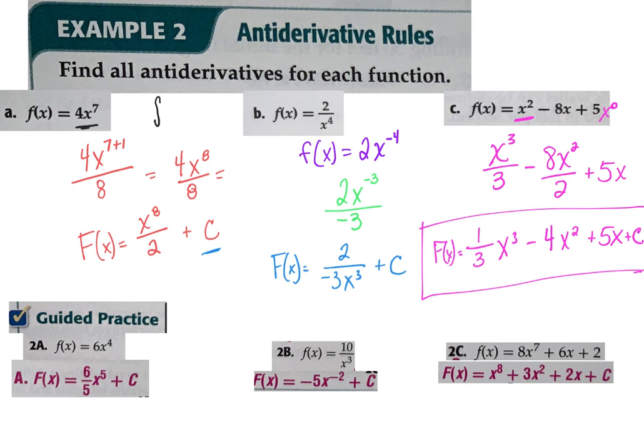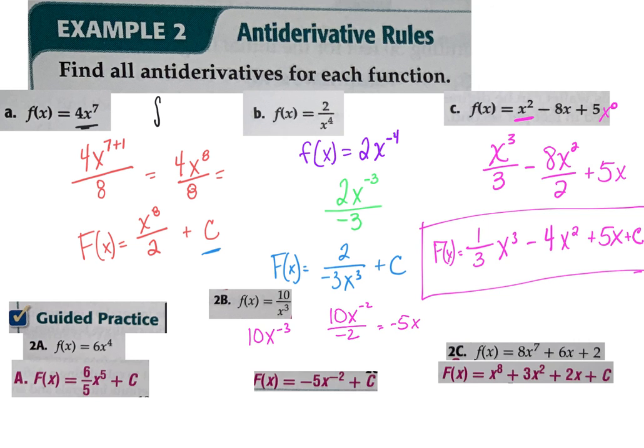So for this second one, you have to divide by your new exponent. So your exponent here is, it's going to be 10x to the negative 3. So your new exponent is negative 2, and then you divide by negative 2. So you get negative 5x to the negative 2. And I would actually want you to rewrite this, negative 5 over x squared plus c.